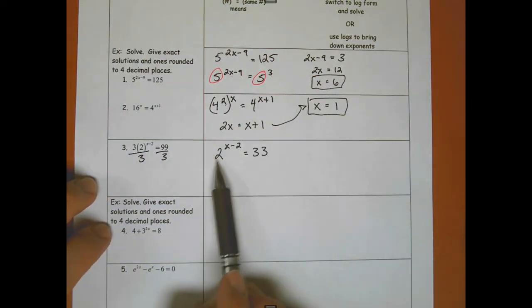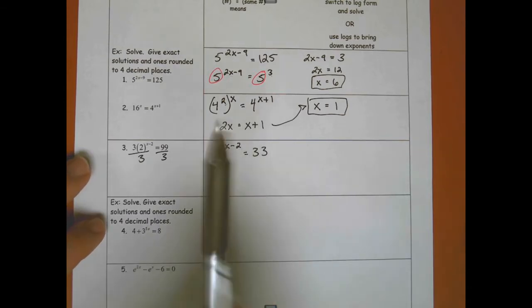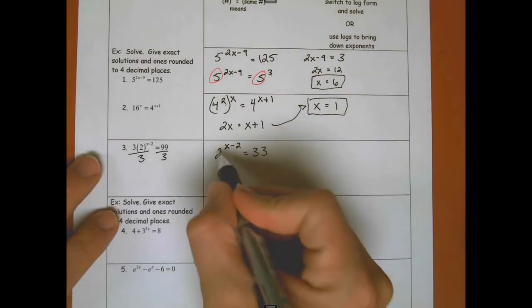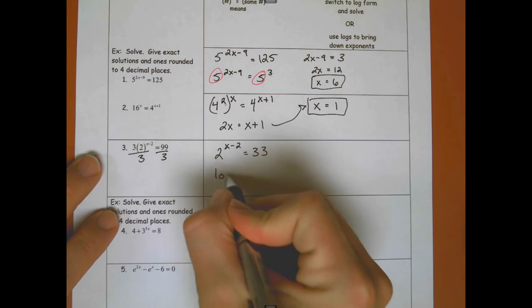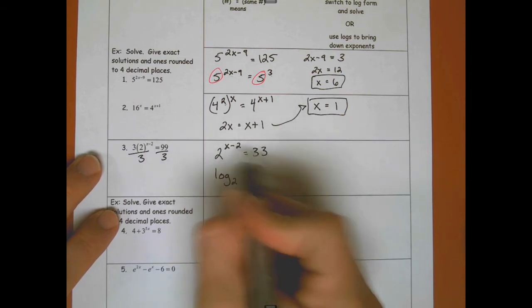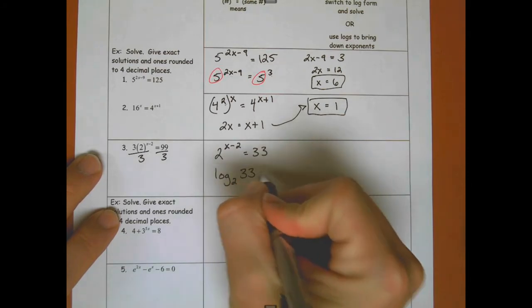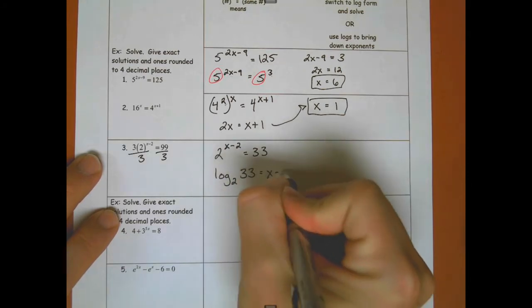And so once the exponent is by itself, now we have this variable up in the exponent. So to bring that down, we can write this as a log. When you write something as a log, we start with the base, and the base is 2. So we have log base 2, and then we pull the little switcheroo. We switch the sides here. So this is 33 is equal to x minus 2.